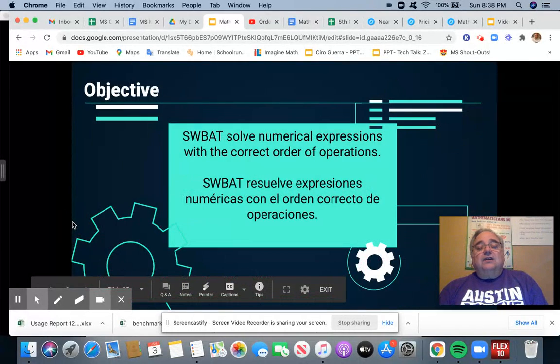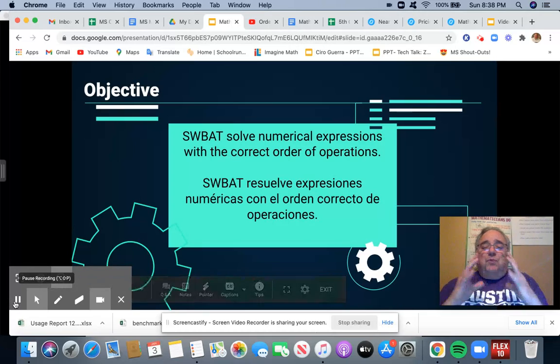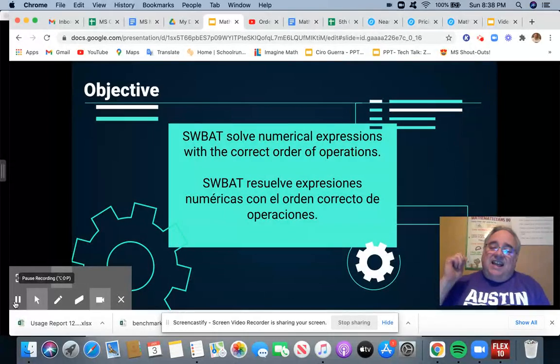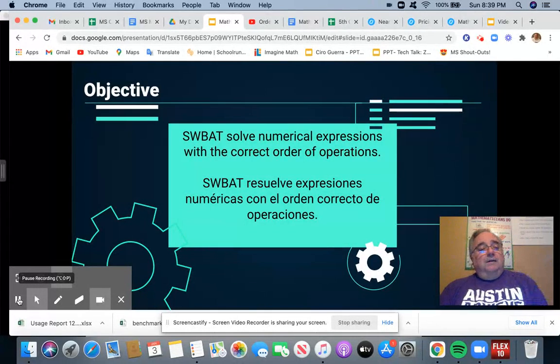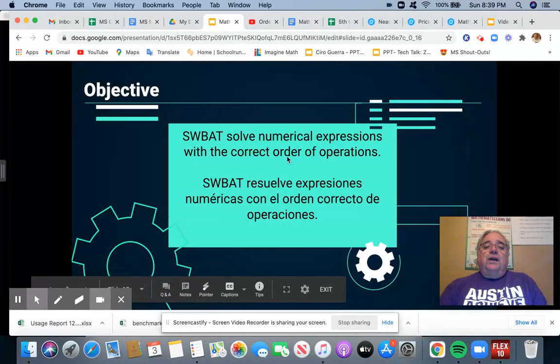So let's get started here. I'm going to pause to let a brave scholar who is a strong leader in your classroom to read our objective. Pausing in 3, 2, 1. Excellent. Yes, love those loud voices. Thank you for being such great leaders. Scholars will be able to solve numerical expressions with the correct order of operations.